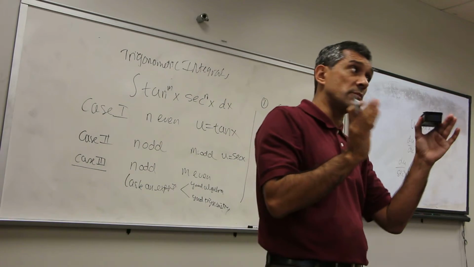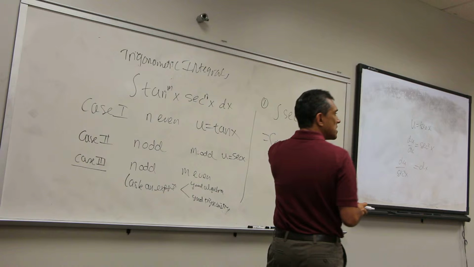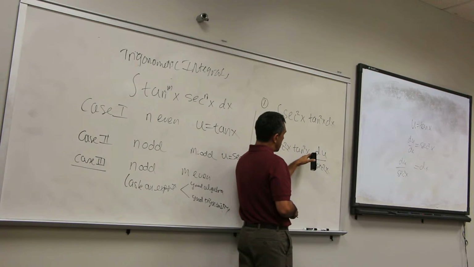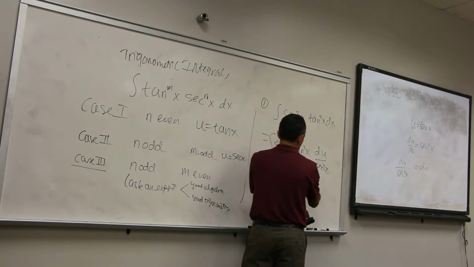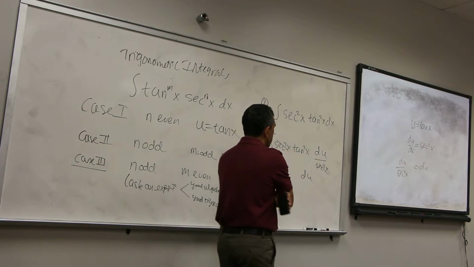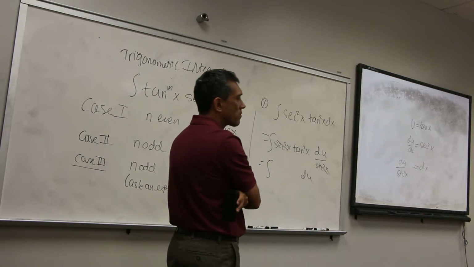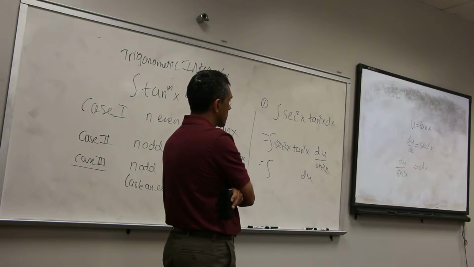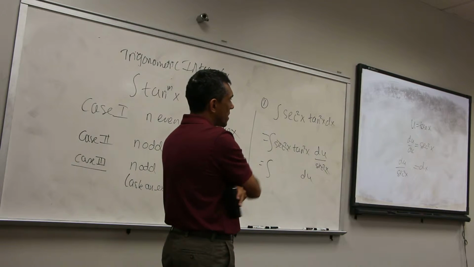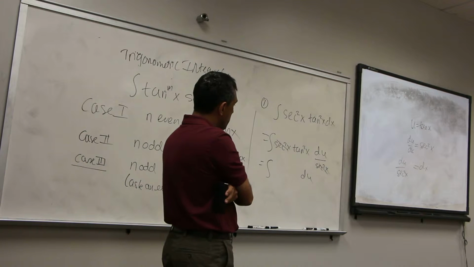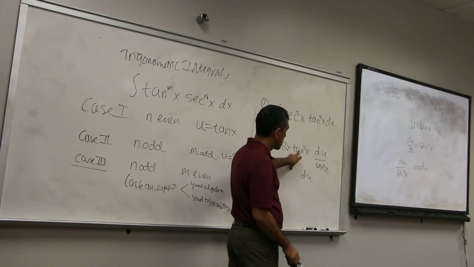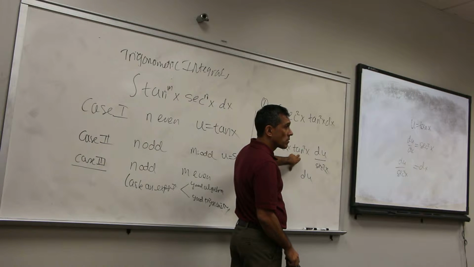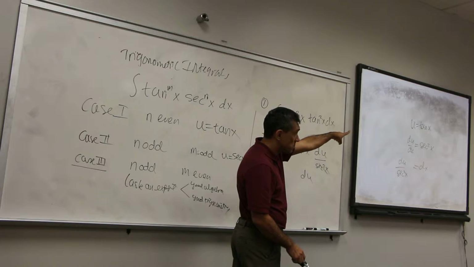not quite legitimate. How do I get that x out of here? It's on the board. U squared. U squared.